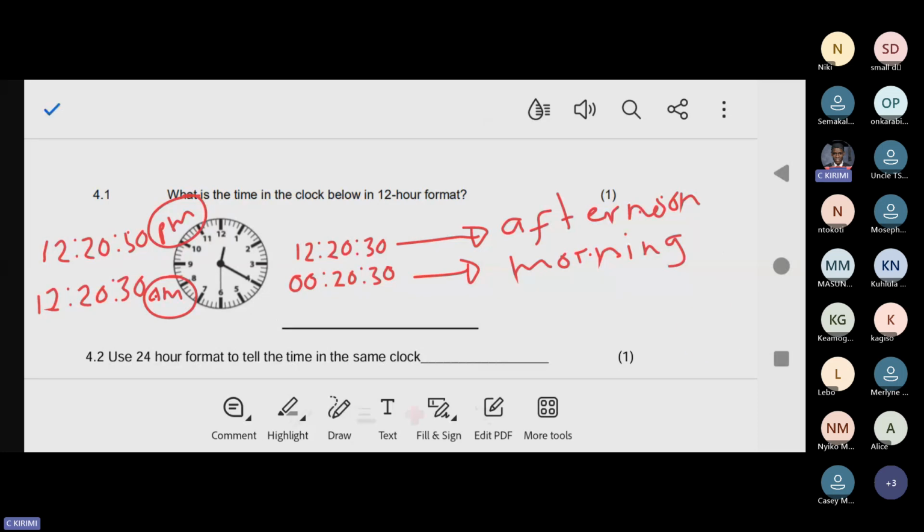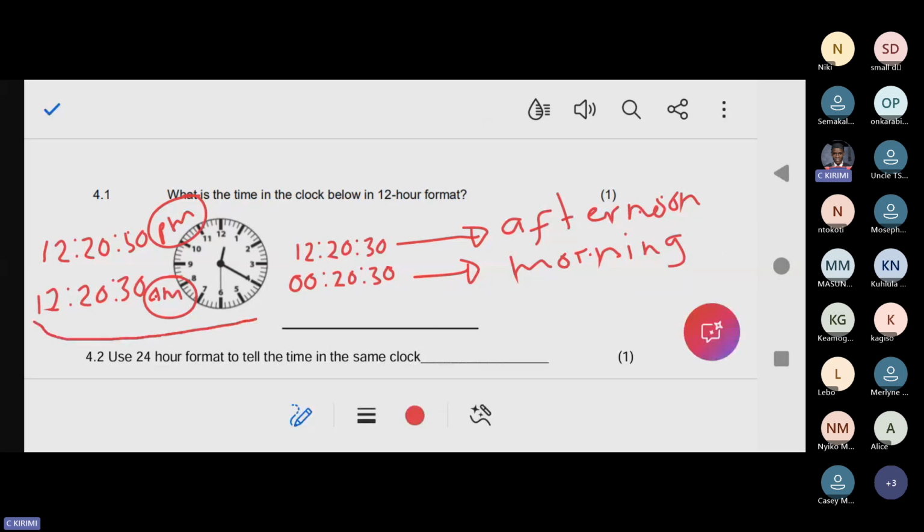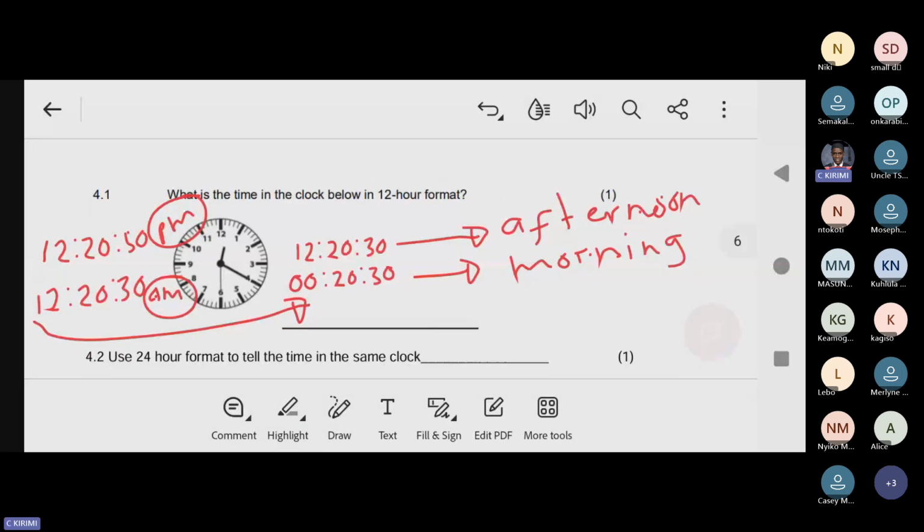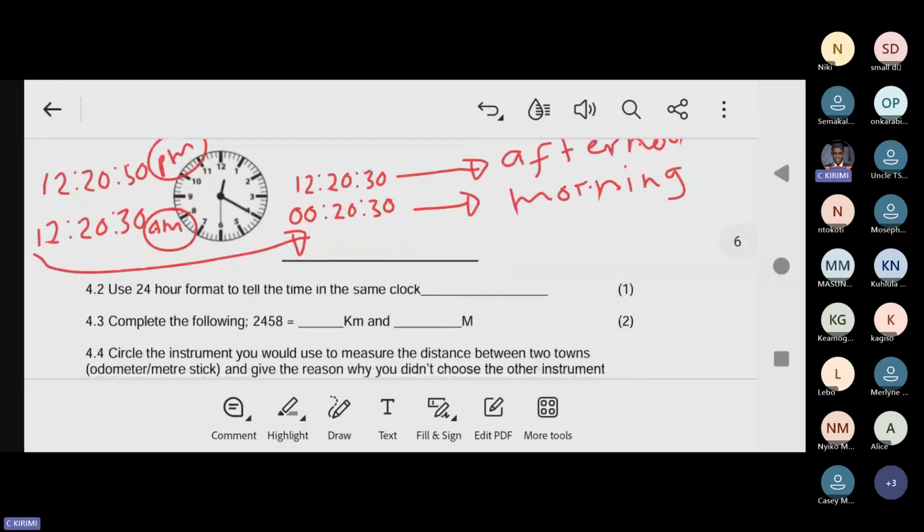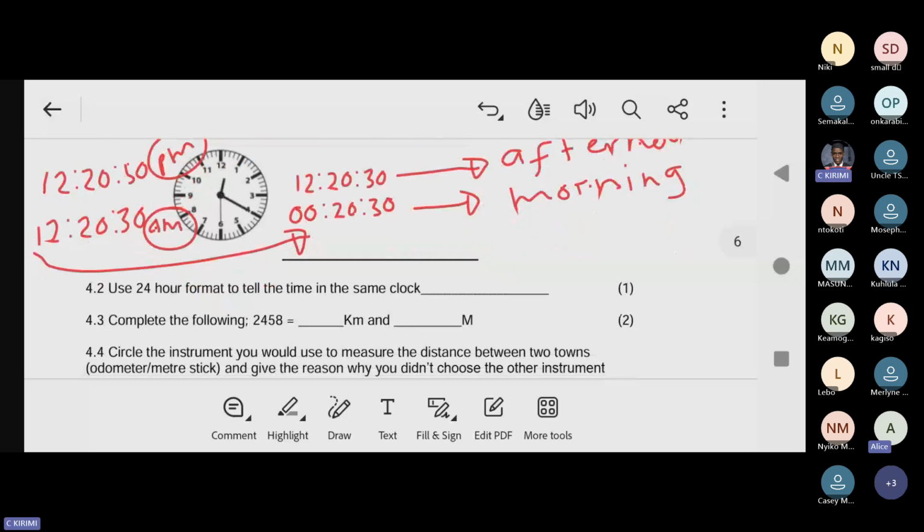The one for AM is where in 24 hour we change it to 00. So it's either in the morning or in the afternoon. The grade 5 and grade 6 have learned that. Then distance applies to all grades from grade 5 to grade 7. Complete the following.